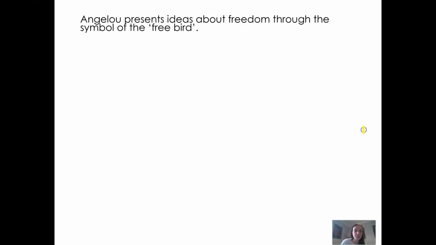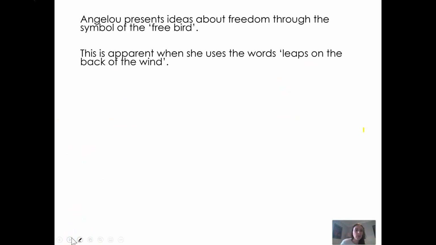Sentence 2. This is apparent when she uses the words leaps on the back of the wind. Okay, so here is where I embed in my sentence my choice of quotation that helps to evidence how the idea of freedom is shown in the poem. Next step.